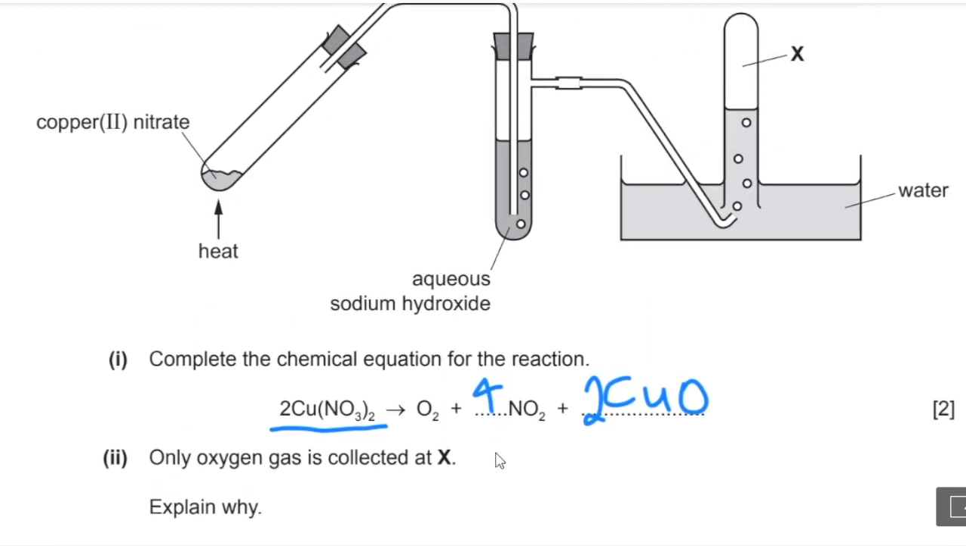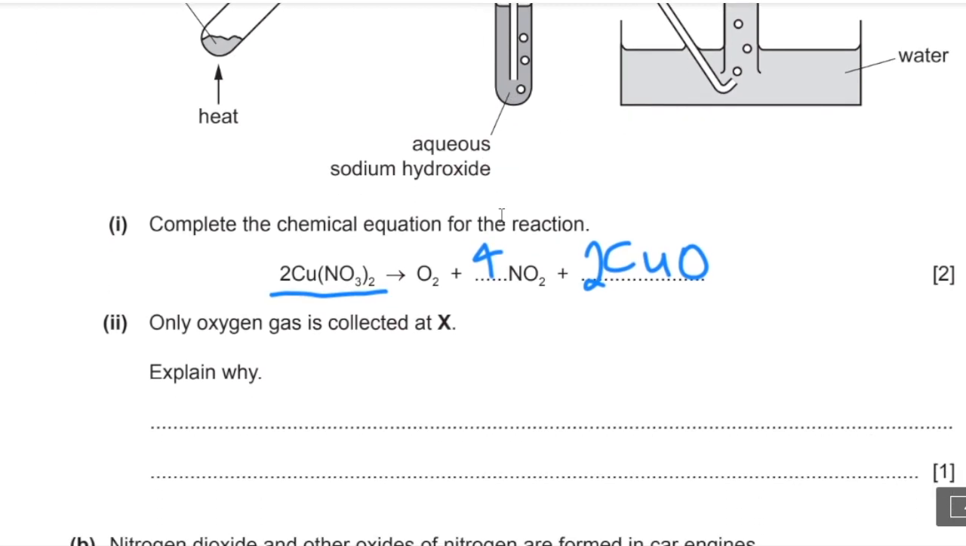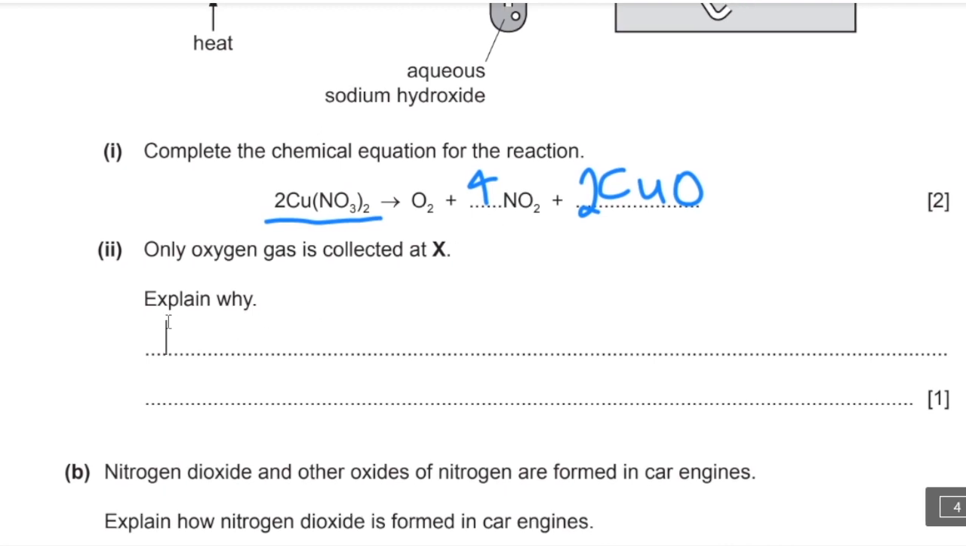Explain why. Alright, so the remaining gas, nitrogen dioxide, is not collected at X and they want you to explain why, and the reason is that nitrogen dioxide, being a non-metal oxide, is an acidic oxide, and so it reacts with sodium hydroxide, which is a base, and that is why it won't be collected over here, as it reacts with sodium hydroxide in the tube.